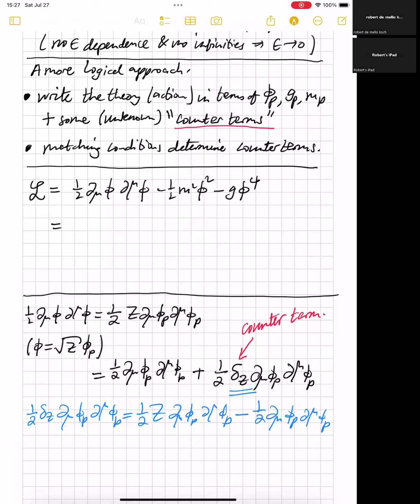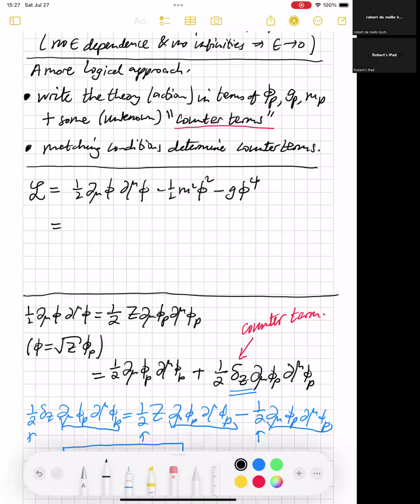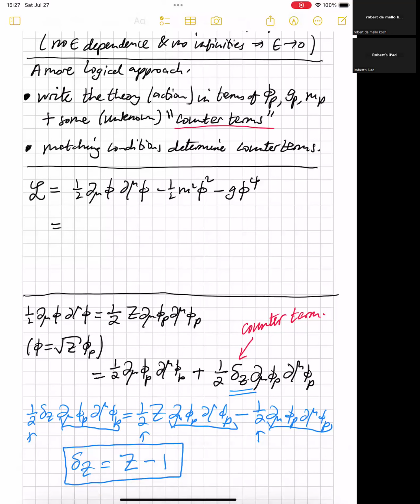physical. Well, the 1/2 d mu phi physical matches in these terms. The 1/2 matches in these terms. So we learned that delta z has to be equal to z minus 1. Now, whether you want to call z your unknown or delta z your unknown is completely up to you. Our approach is going to be to call delta z the unknown, and we'll be solving for delta z from the matching terms and not z. Okay, good. So the matching conditions before determine z, now the matching conditions will determine delta z.